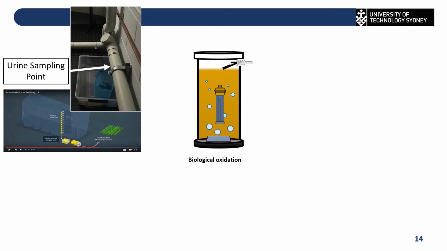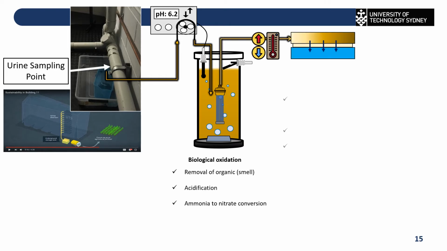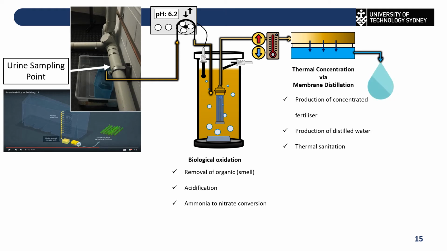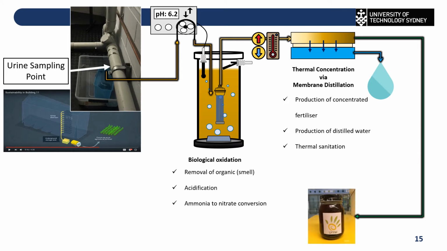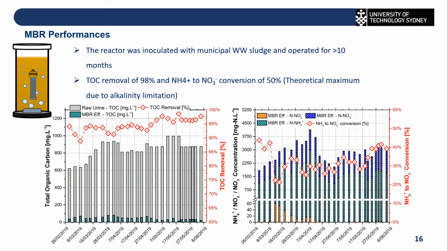So this is our sampling point from our urine source separation basement. We conducted biological treatment to remove organics, acidification, and ammonia to nitrate conversion, and then it goes to the membrane distillation to produce concentrated fertilizer and distilled water and some sanitation. And finally, we produced our concentrated fertilizer to grow some pak choi and lettuce using a hydroponic system.